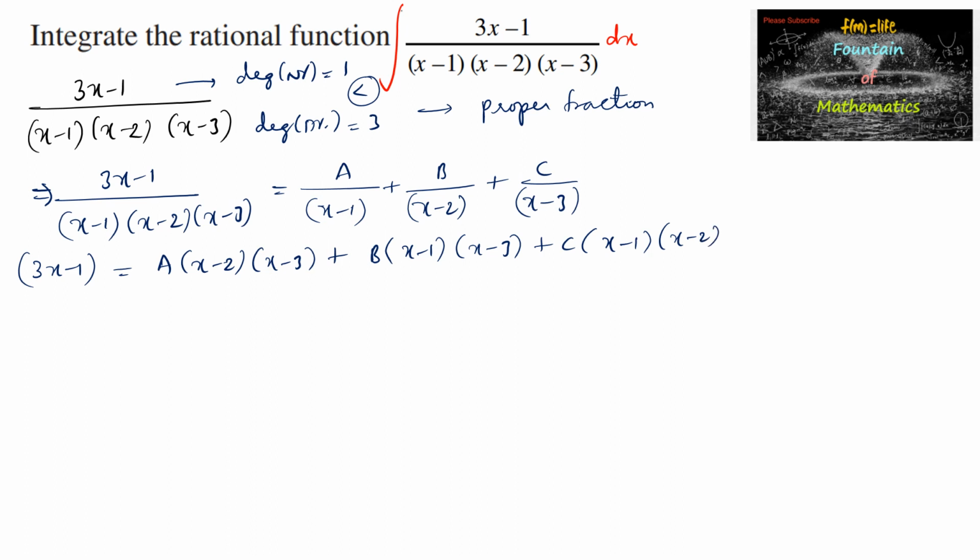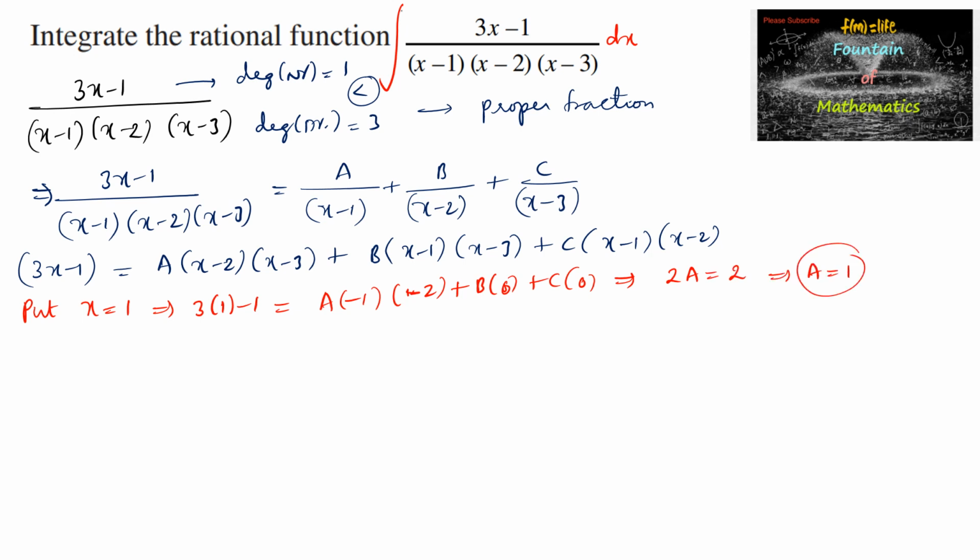Now to get the constants a, b and c, let us substitute. Put x is equal to 1, so that the left side is 3 into 1 minus 1, which is equal to a times (1 minus 2) is minus 1, (1 minus 3) is minus 2, and the remaining terms are b times 0 plus c times 0. So this implies 2a is equal to 2, which implies a is equal to 1.